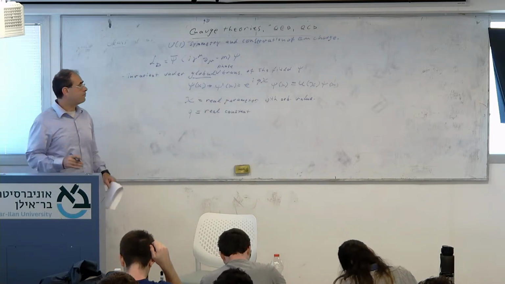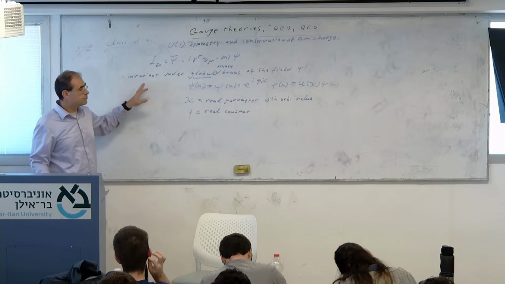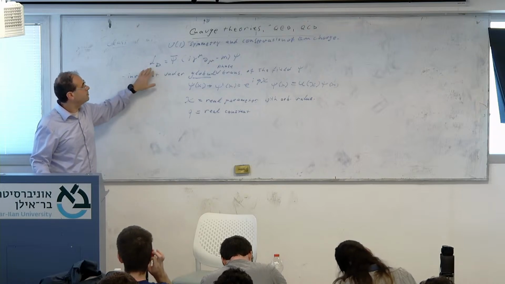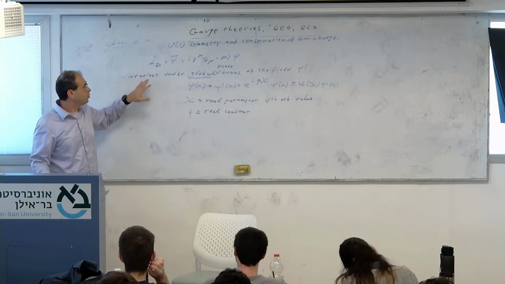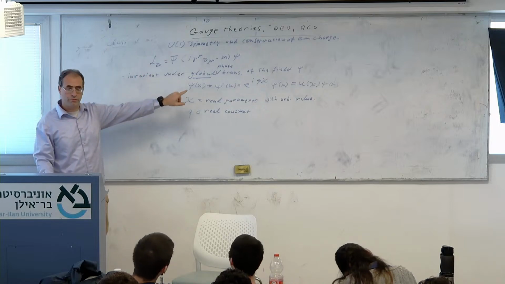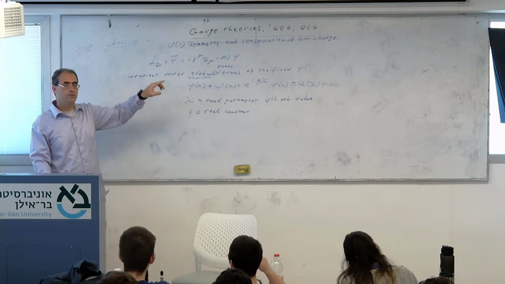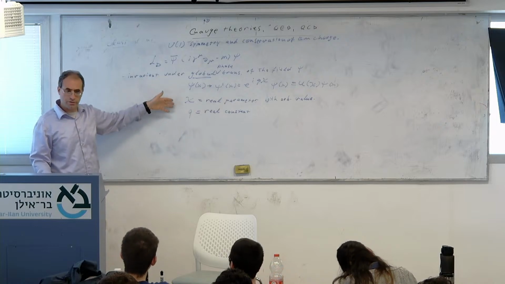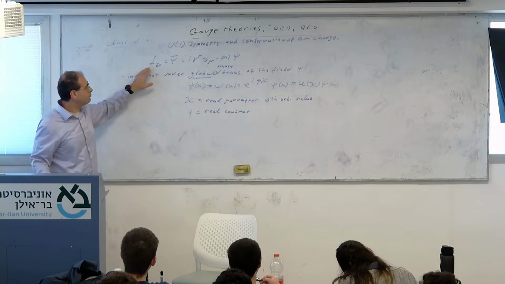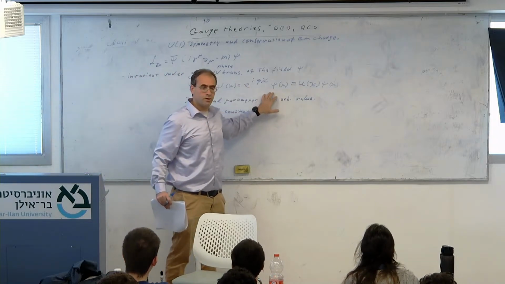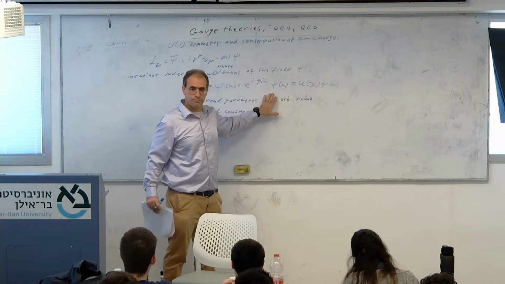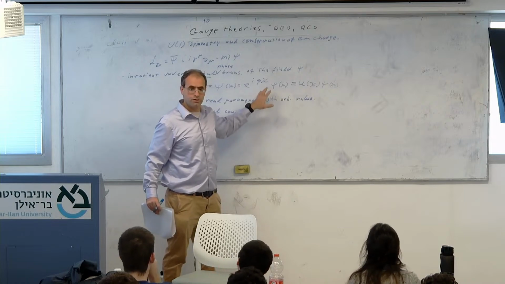Here is the claim. I'm going to use Noether's theorem. I'm going to show you that the fact that the Dirac Lagrangian is invariant under global phase transformation of the field means that there is a conserved quantity, as we just showed. This is Noether's theorem. And that conserved quantity for this specific symmetry is the charge. That means that the charge is conserved.